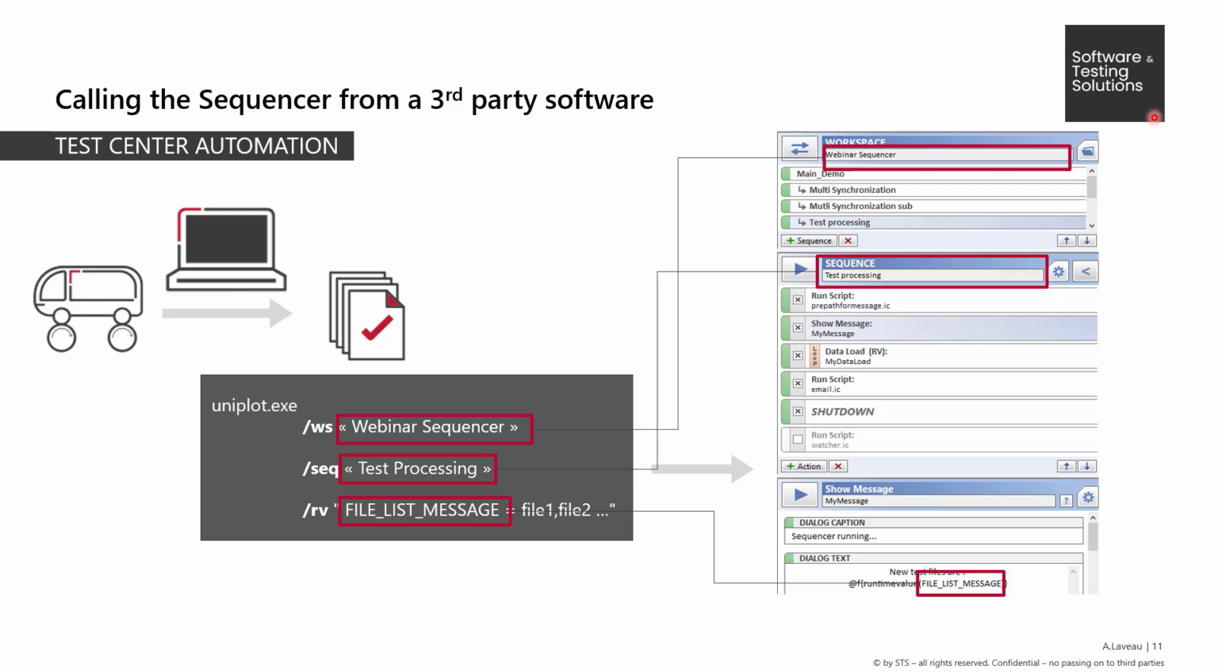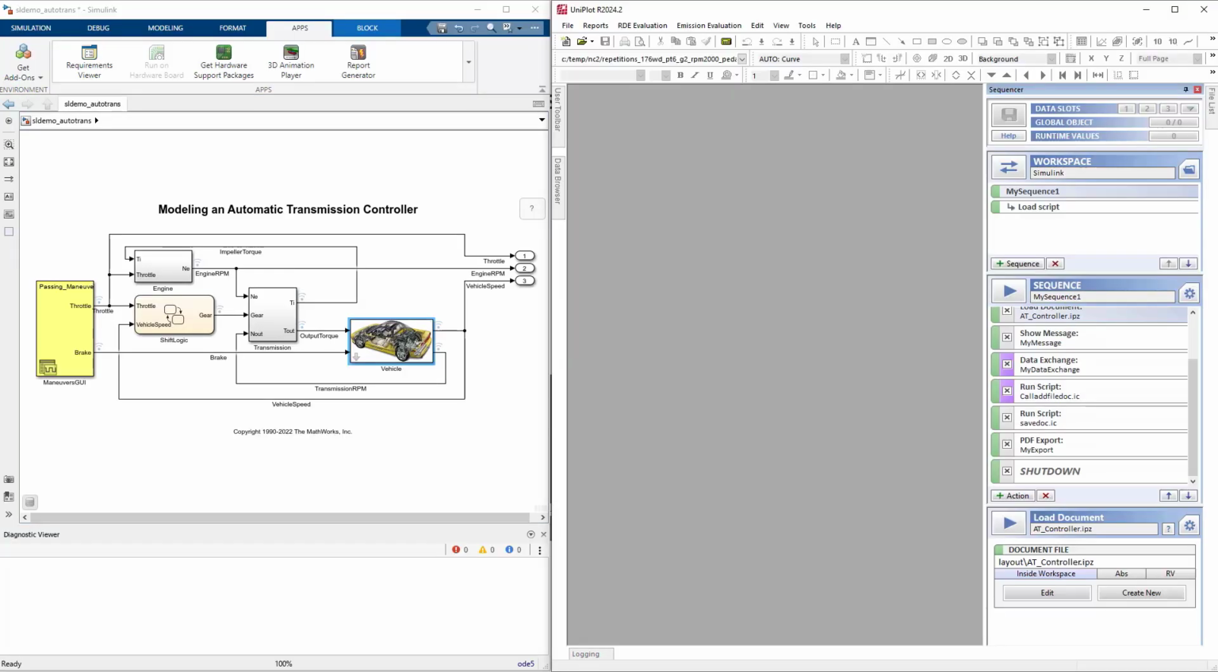Talking about Simulink, I will show you a real-life example of how to connect Simulink and UniPlot. I'll now go to UniPlot and Simulink. So, on the left, we have an example of Simulink implementation, one that comes with the software, by the way. And on the right, UniPlot and a sequence I have prepared for the occasion.